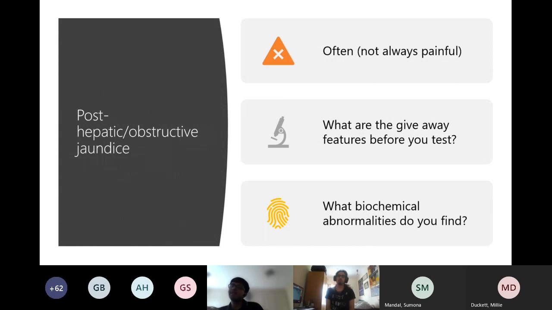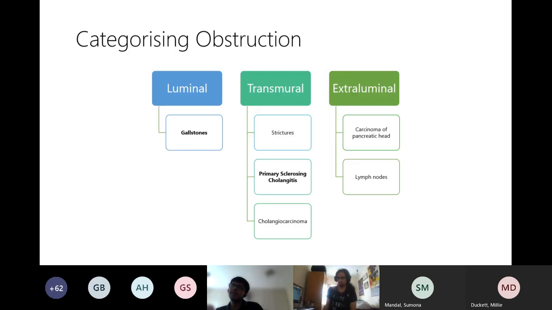And biochemically, what are the abnormalities you'll find with obstructive jaundice? ALP more affected than ALT and AST, so ALP and gamma GT are high. Always be careful if ALP is raised, because remember, ALP is also produced by the bones. Fine. And is this going to be conjugated or unconjugated bilirubin? Yeah, conjugated. Exactly.